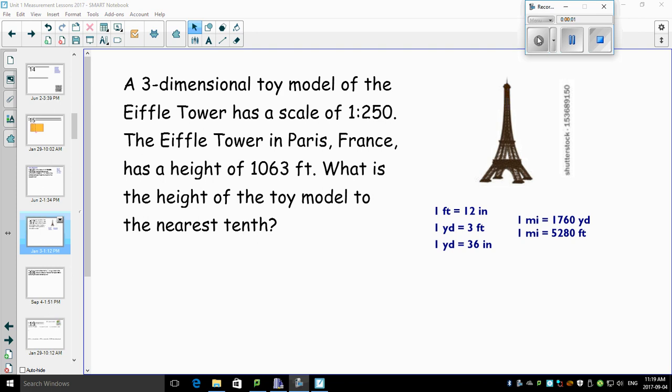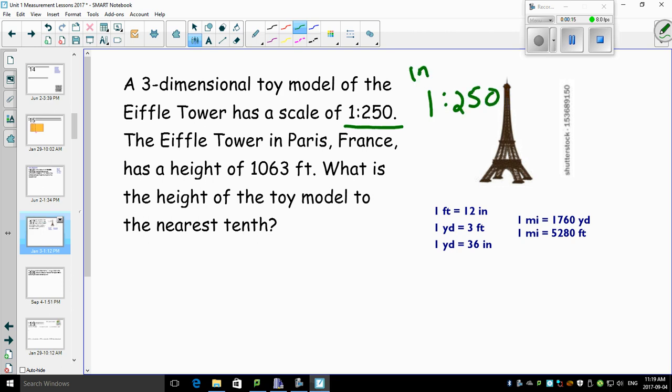Okay, are you ready? Let's do another scale question. Read the question. This particular one says straight out, a three-dimensional toy model of an Eiffel Tower has a scale of 1 to 250. Remember, 1 to 250 could be in inches to inches or centimeters to centimeters. It doesn't matter. That's why you don't see any units on the scale, not at all.